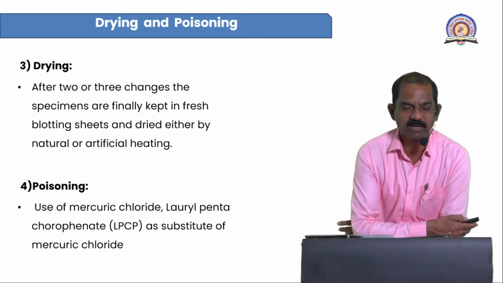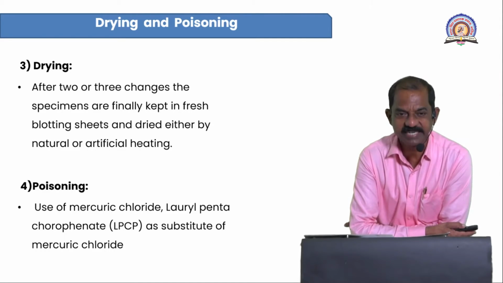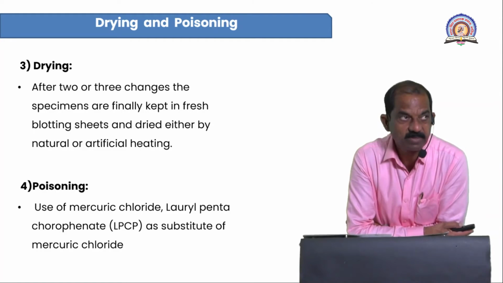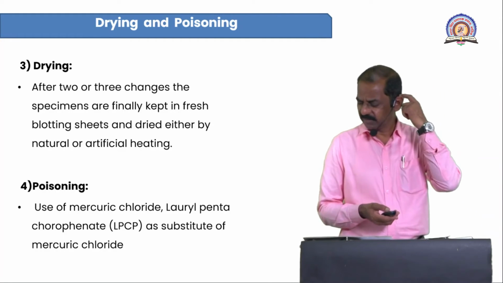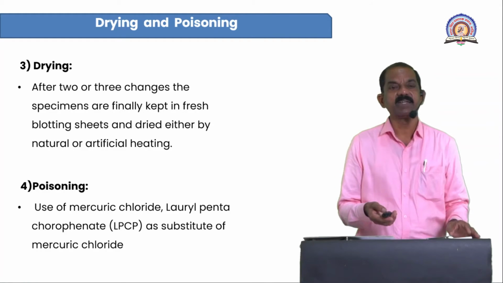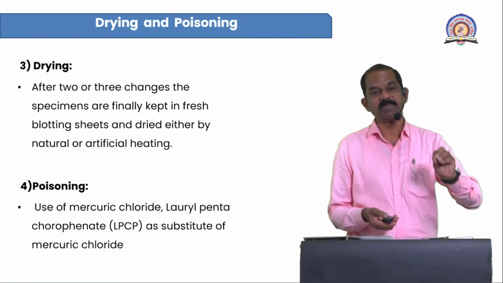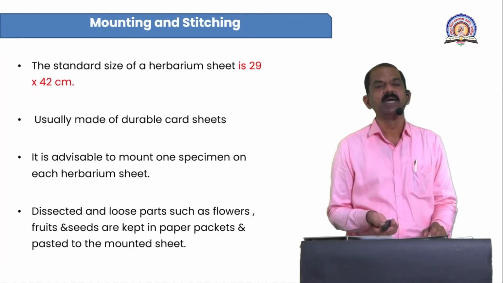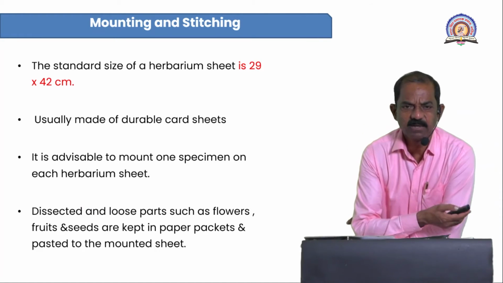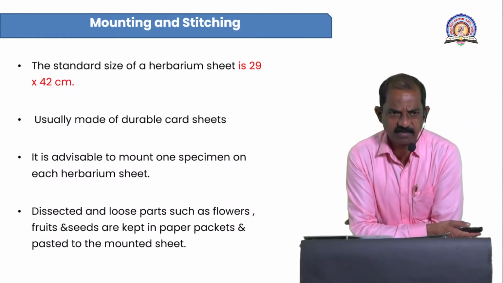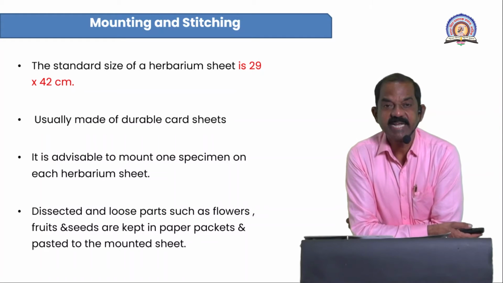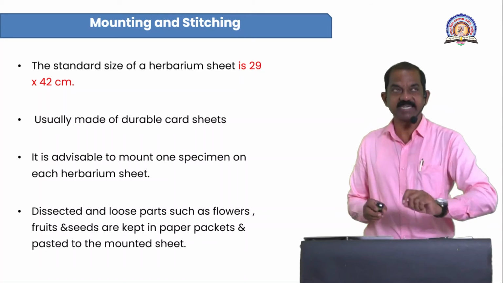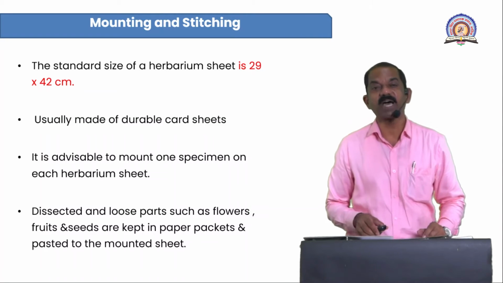With the help of that, we will make a disinfectant, like the naphthalene ball also will be placed there, so that the plant will be kept away from fungi as well as bacteria. Mounting and stitching is one of the important things in the preparation of a herbarium.